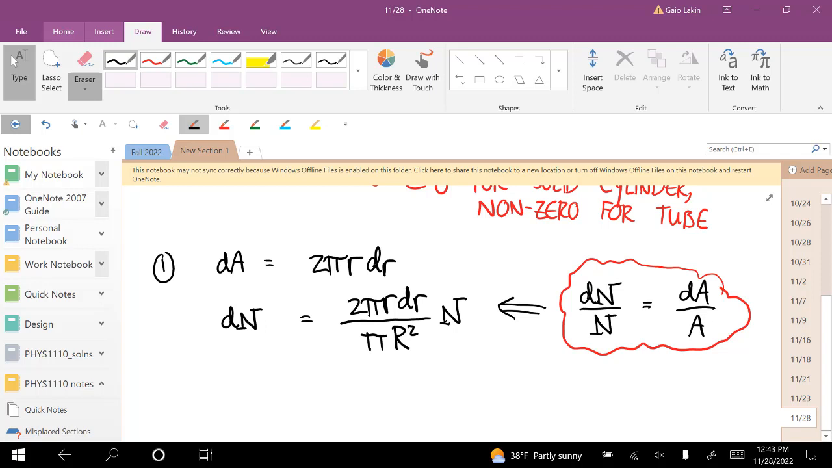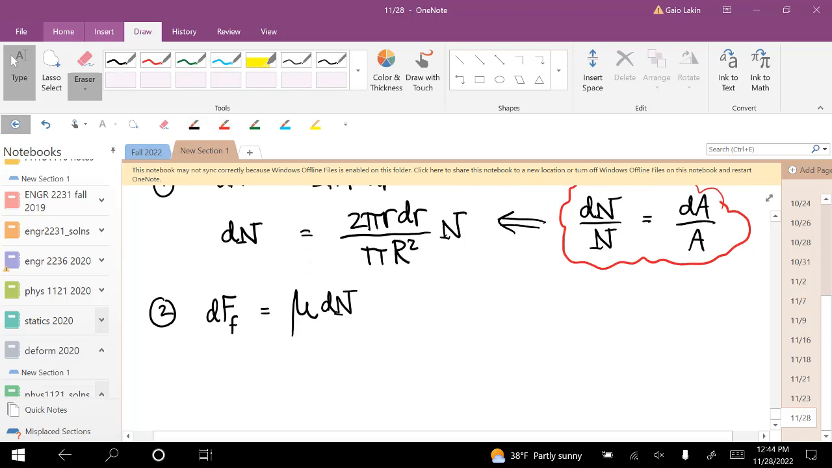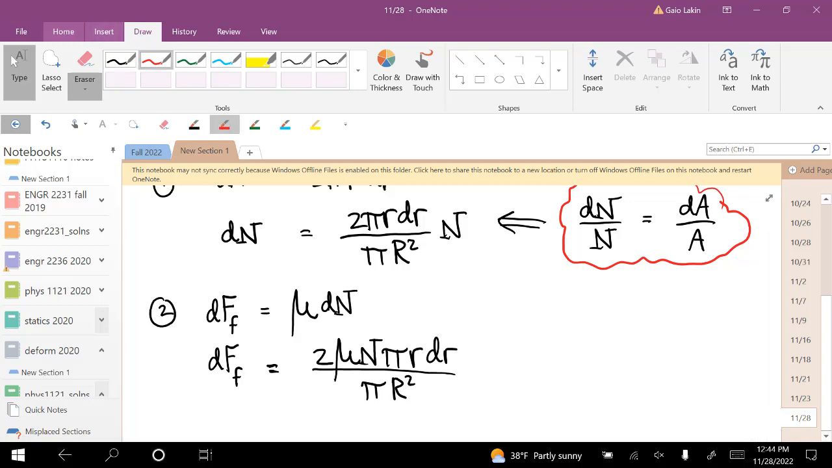So now that we have dn, we can calculate the infinitesimal force of friction. So d force of friction is equal to mu times dn. I'm just going to substitute in this expression. So now we have 2 mu n pi r dr over pi r squared. I could have canceled those pi's before, but I didn't because I'm stupid. It's like my dad always said.